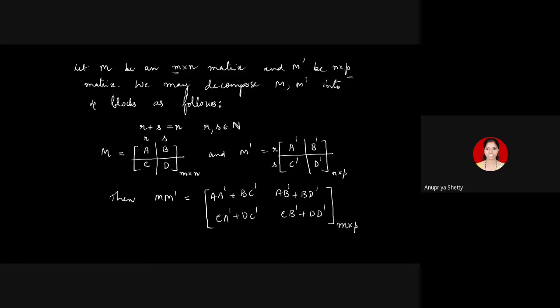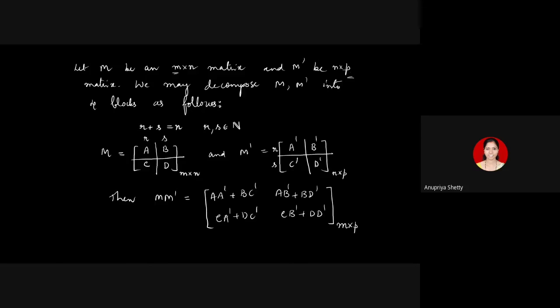What about A dash? A dash has R rows. That says A into A dash is defined, correct? A into A dash is defined because the number of columns in A is R, and the number of rows in A dash is R. Same. Come to B. How many columns does B have? B has S columns. The number of rows in C dash is S. So B into C dash is defined.